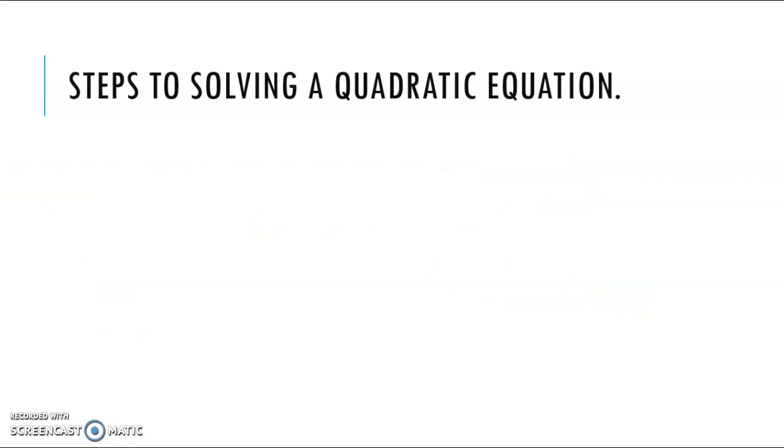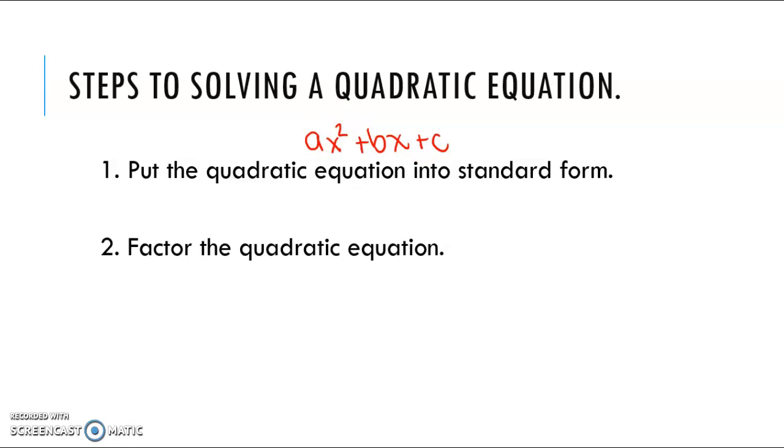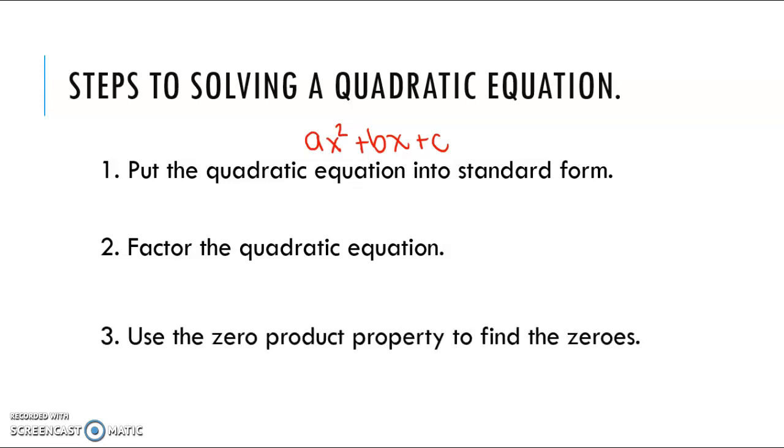So your steps for solving the quadratic equation. First, we're going to put it into standard form. Okay, and we know that standard form is ax squared plus bx plus c, starting with our highest exponent going down. Then we're going to factor the quadratic equation using a factor tree and factor by grouping. And then we're going to use the zero product property to find the zeros. 3 steps.